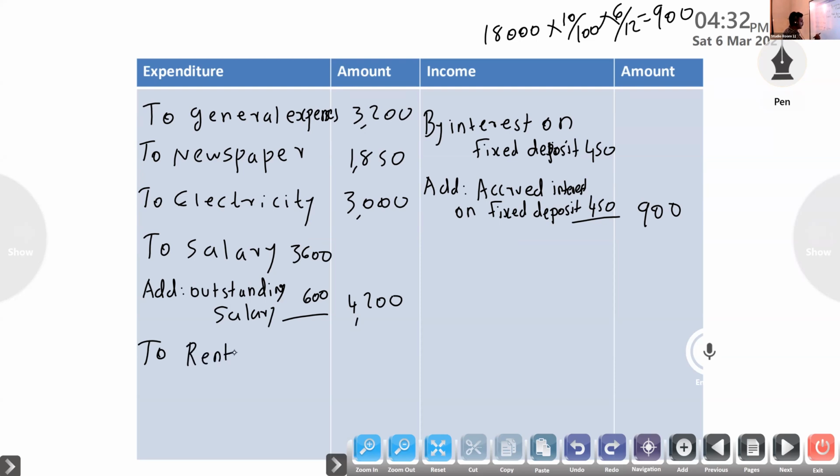Next one, rent. So rent also adjustment is there. Prepaid rent 6,500. Already we calculated 1 month, which one prepaid only. If it is 2 months, 500 into 2. If it is 3 months, 500 into 3. So that divided by that you have to write. Prepaid rent 500.